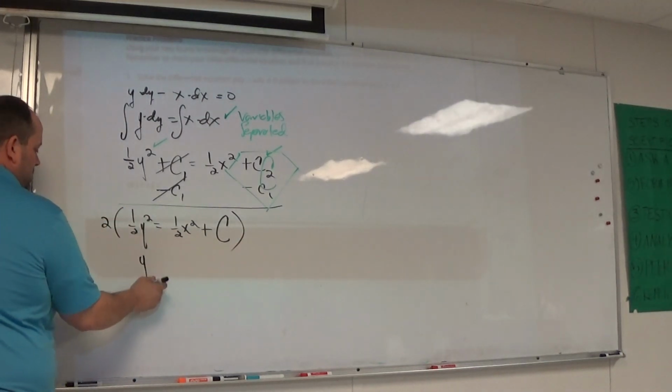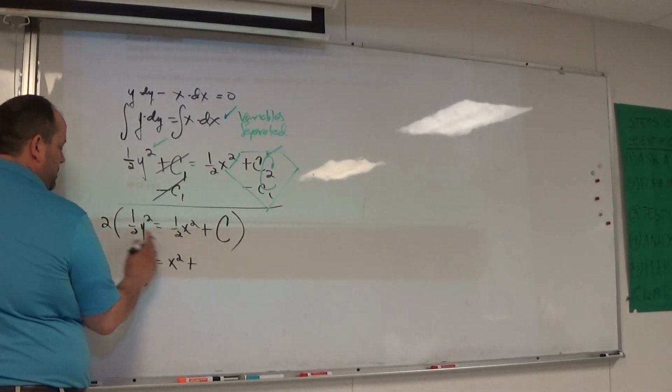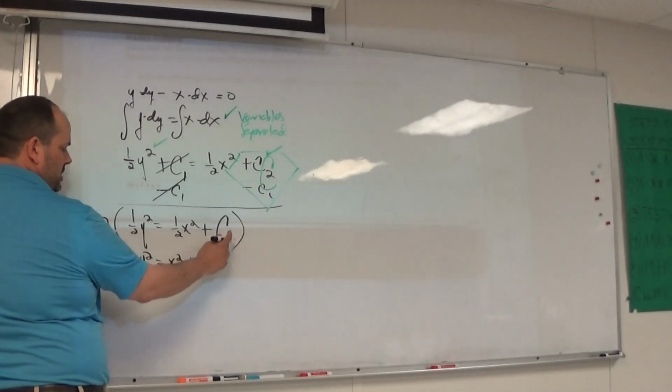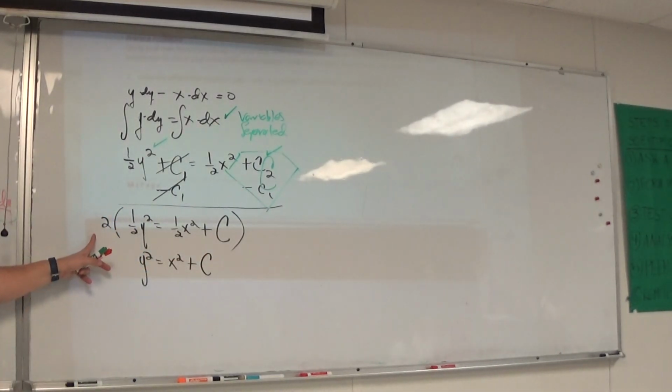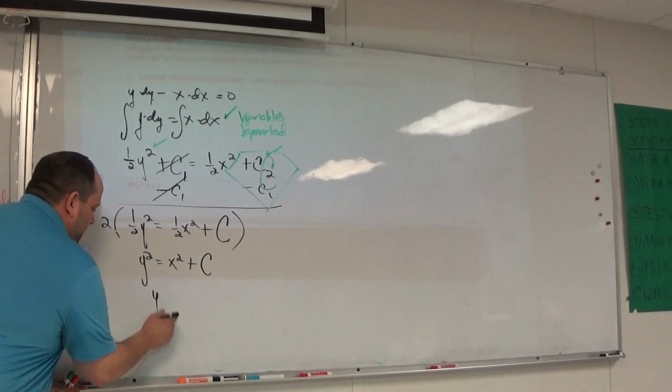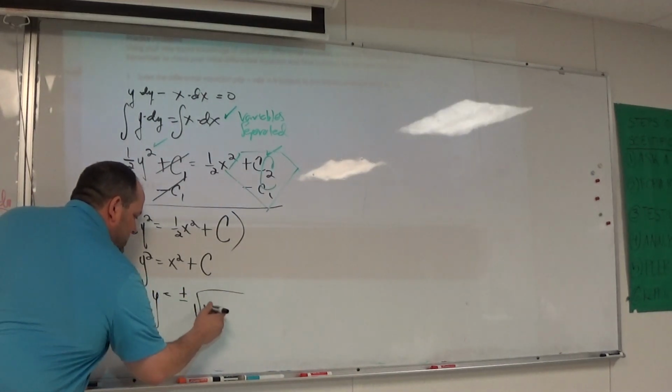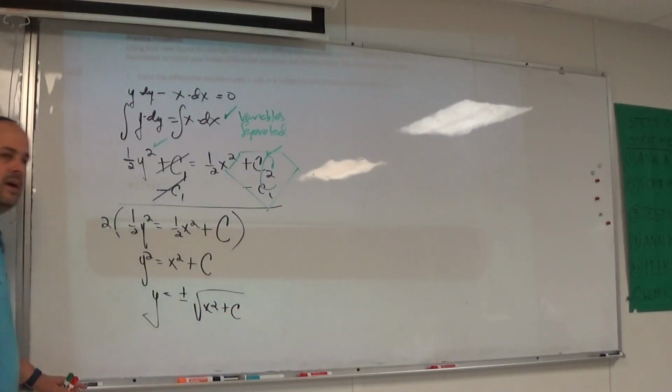Multiply by 2. So y squared equals x squared plus 2 times c? Just Charlie? To get to y, plus or minus the square root of x squared plus c.